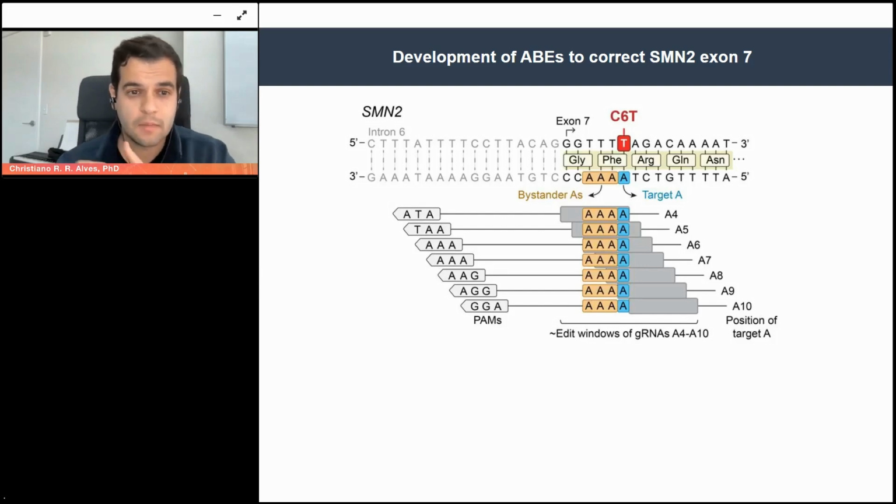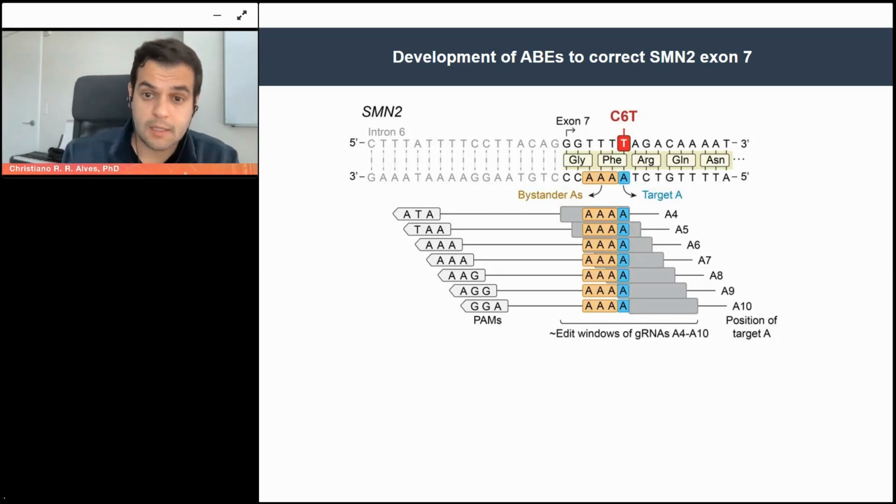So these are some types of challenges that we have when we're trying to develop a base editor for a specific site, because we can't predict what's going on around that target base. All right, so how can we overcome these limitations and develop something precise?